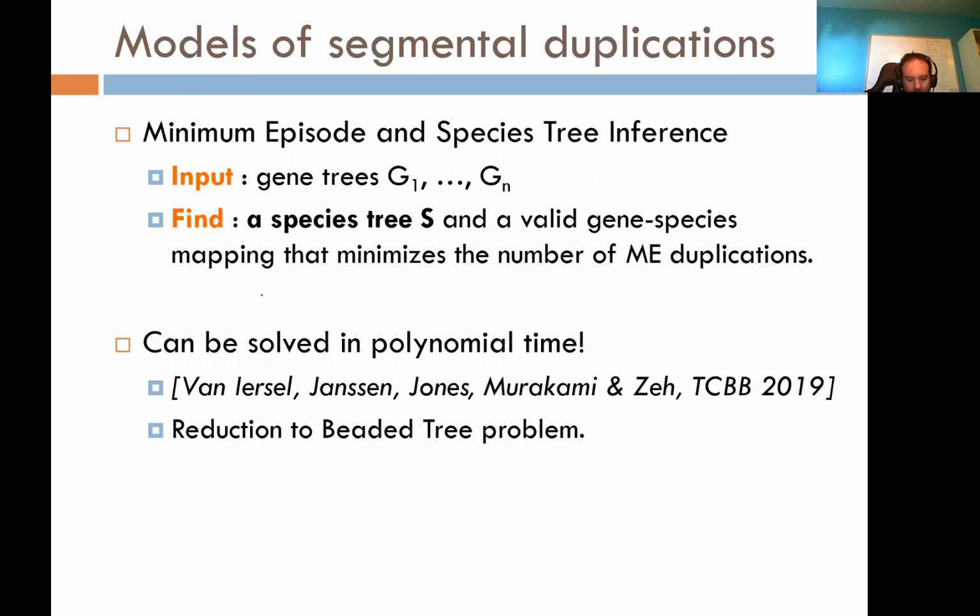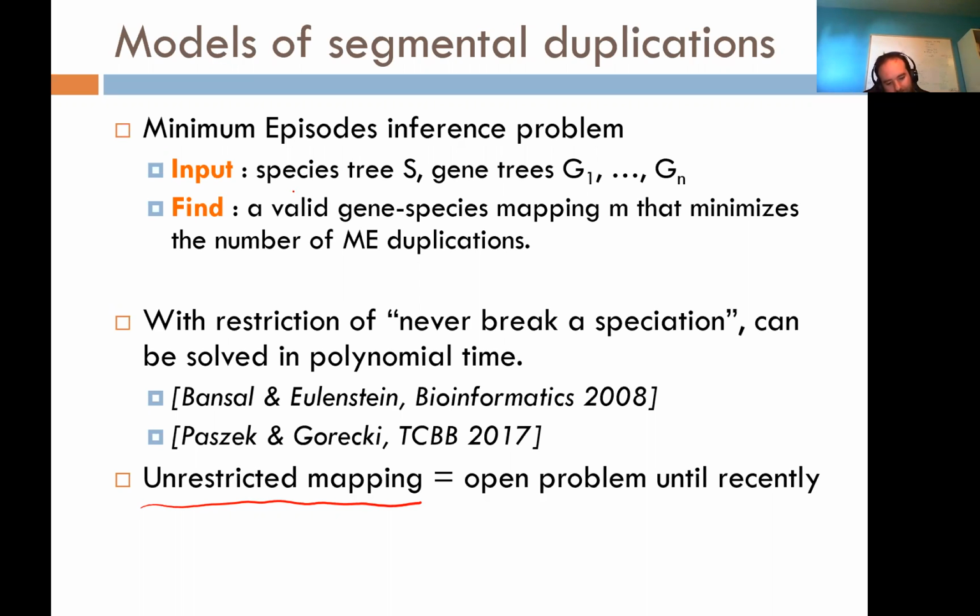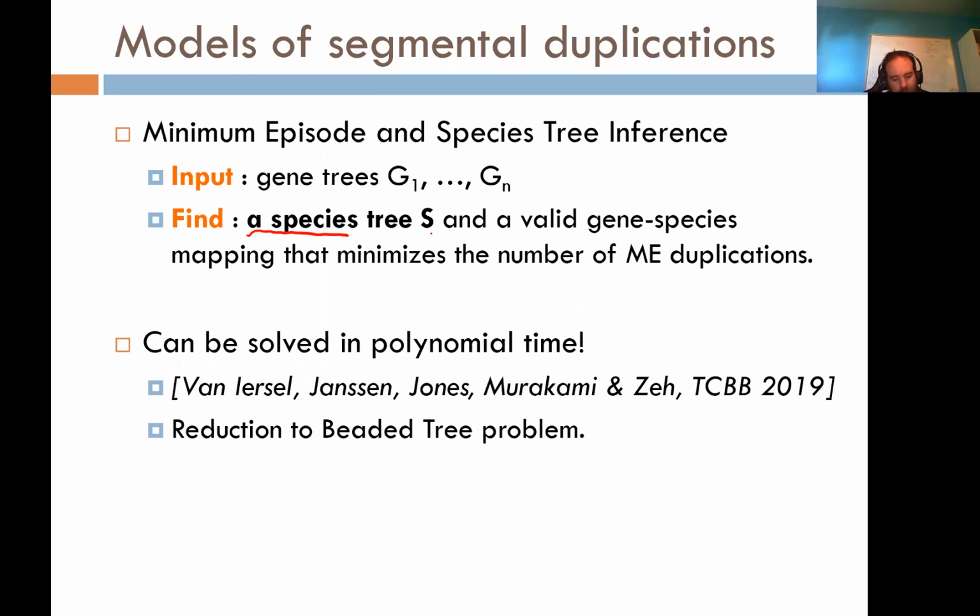I will mention another variant of this problem. I won't discuss it. I'll leave that for the experts on the topic. But here, notice that the problem is formulated as being given the species tree. If not, you could formulate a problem where you're just given the gene trees, and you have to infer the species tree and the gene to species maps that minimize the number of segmental duplications. And if you're allowed to infer the species tree as part of the process, it can be solved in polynomial time. It's a bit of a surprise for me, but yeah, it can be done. It's also an interesting paper.